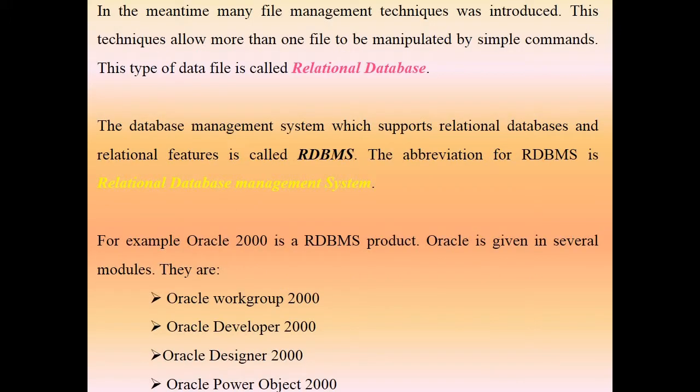In the meantime, many file management techniques were introduced. Using these techniques, the user can allow more than one file to be manipulated by giving simple commands. This type of data file is called a relational database. The database management system which supports relational databases and relational features is called RDBMS. The abbreviation for RDBMS is Relational Database Management System. For example, Oracle 2000 is an RDBMS product. Oracle is given in several modules. They are Oracle Workgroup 2000, Oracle Developer 2000, Oracle Designer 2000, Oracle Power Object 2000.